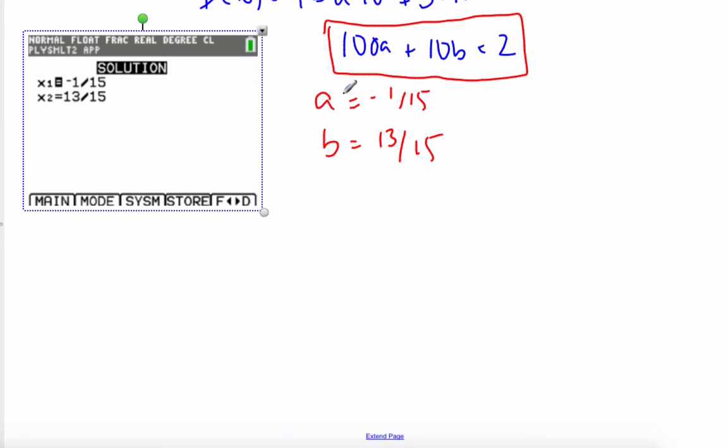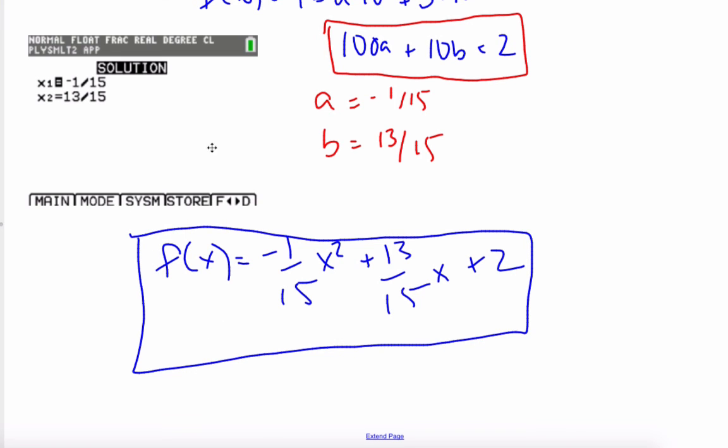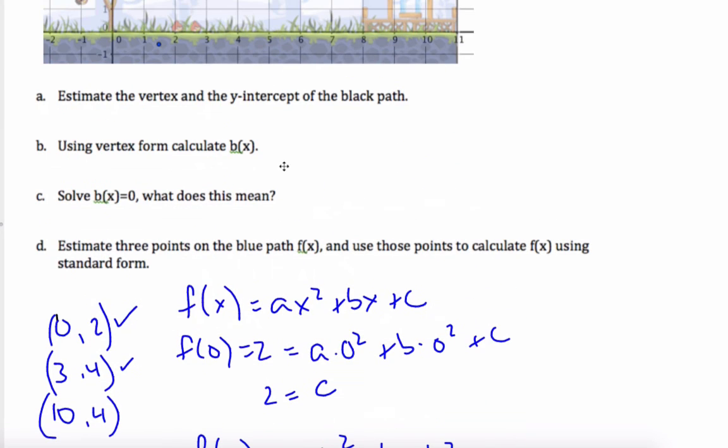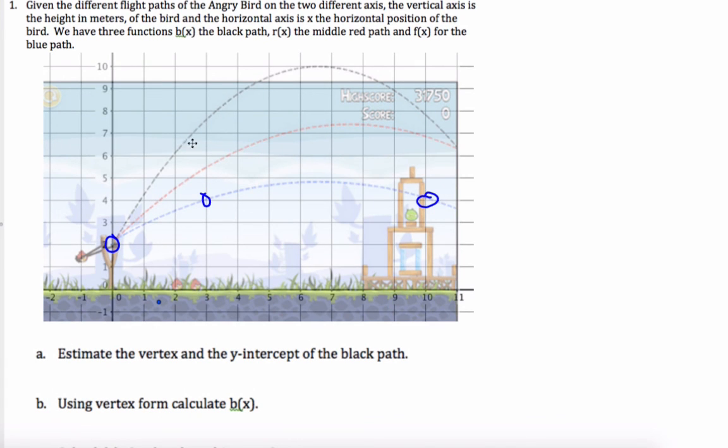And so putting this all together, I can say then that f of x is equal to negative 1 over 15 x squared plus 13 over 15 x plus 2. And that is the blue equation in standard form using 3 points. So from various models in the world, we can create quadratic models to fit and find out various information about it.